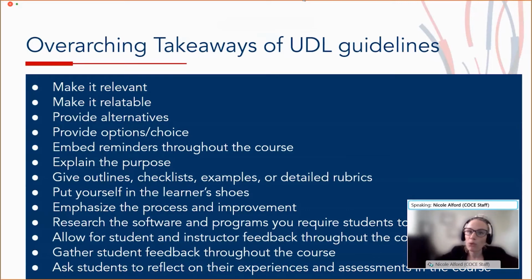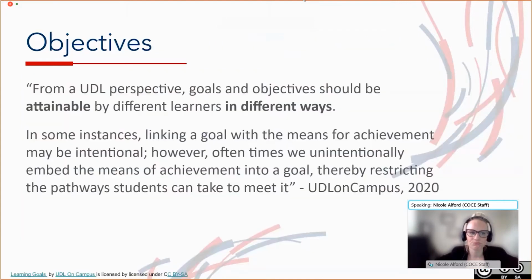Gather student feedback about your teaching style. How are you doing? What's going on? How can you improve? You'll see in the Padlet, there's even a space for you to put how this presentation can be improved, because there's always something that we can improve on. And ask the students to reflect on their experience and assessments in the course.